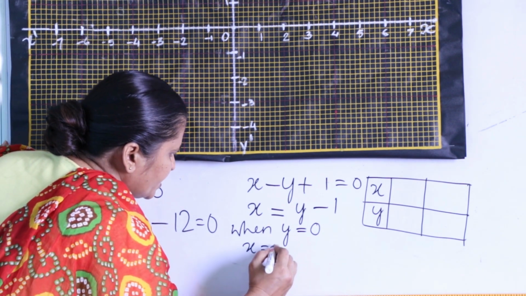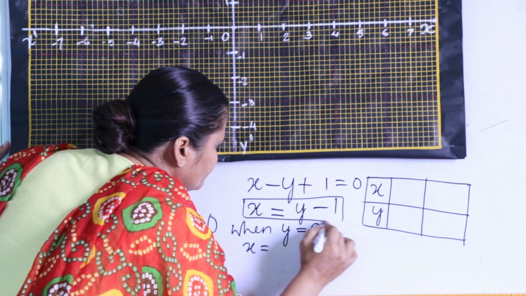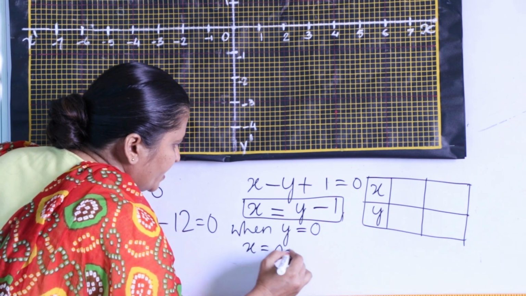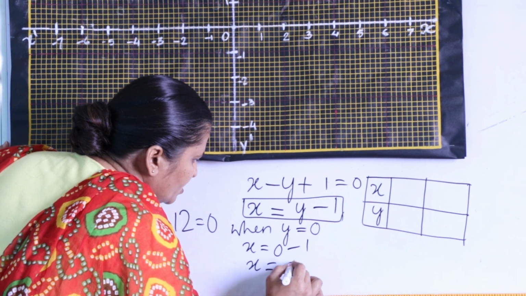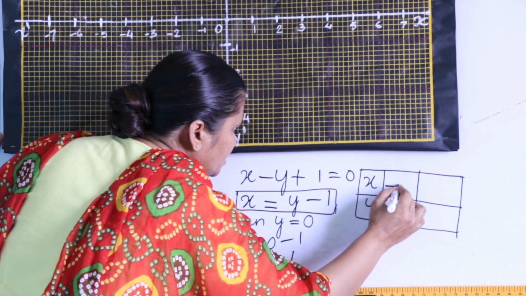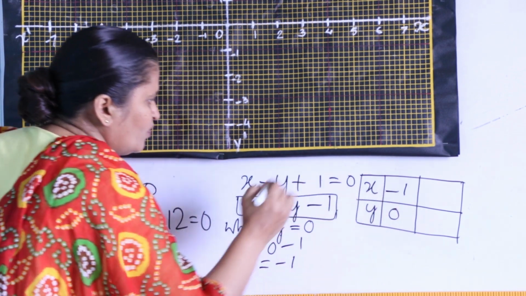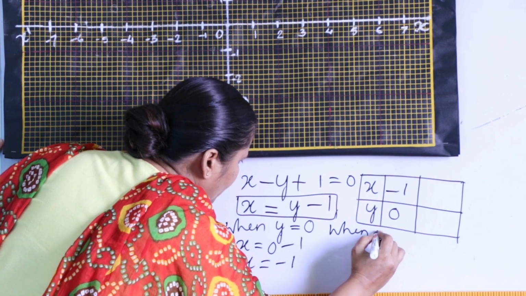Then x is equal to, see here we are taking this equation. X will be, in place of y I am writing 0, minus 1. So what is x? X is equal to minus 1. X is equal to minus 1 when y is equal to 0. One pair is ready. Now let me get the other pair.